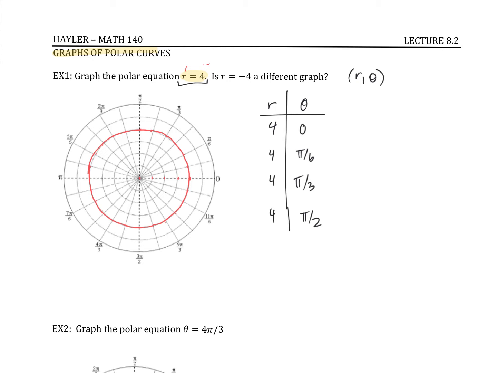Okay, and then the question is, if we had r equal to negative 4, would that be a different graph? Let's see what would happen. If we had negative 4, it wouldn't matter which theta we picked. The only difference is that we would start graphing out in the opposite direction, but we would still have a radius of negative 4, or in our case, 4. So actually, no, it would not graph a different item. Oops, that circle kind of went off there. The answer is no, it is the same graph.